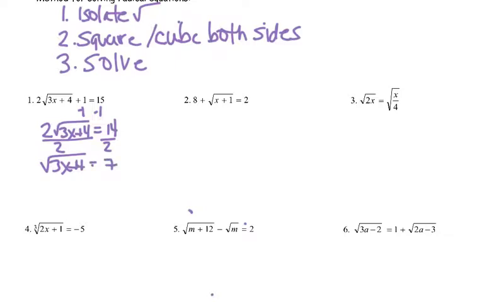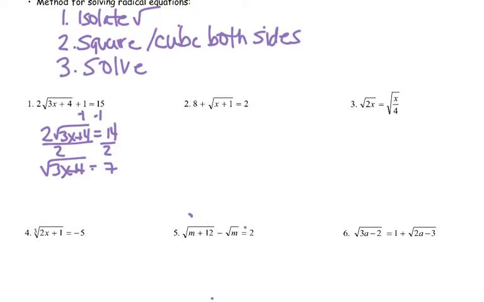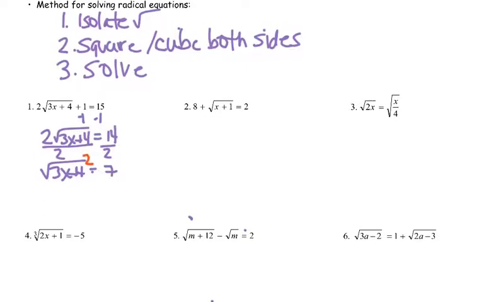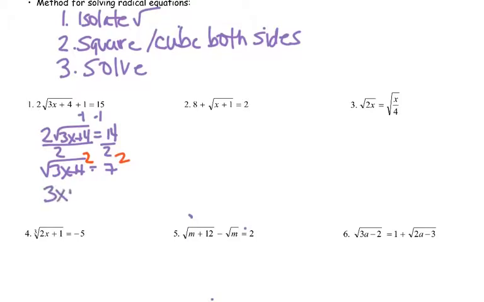And then what am I going to do to both sides to get rid of the square root? Right, you're going to square both sides. So I square both sides. Then I get 3x plus 4 equals 49, so 3x is 45, so x is 15, right? Good. What about number 2?